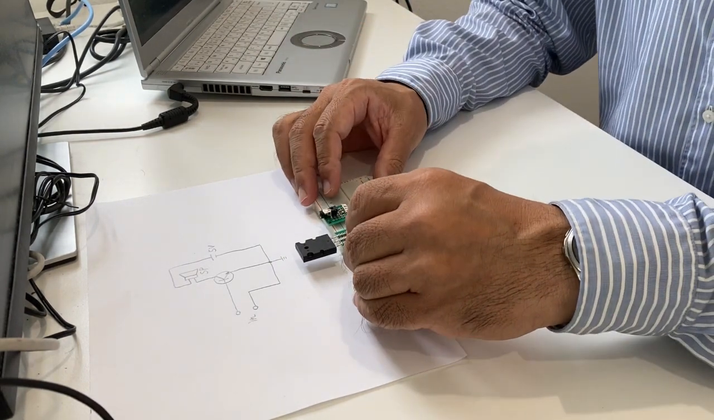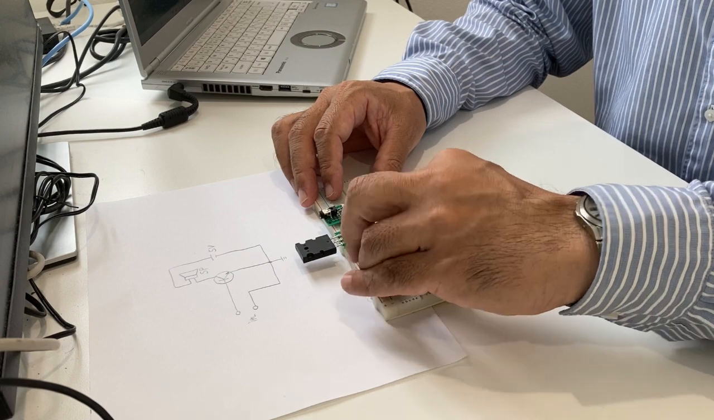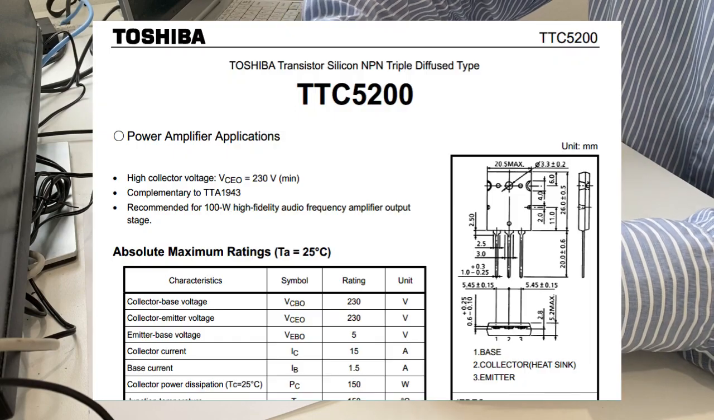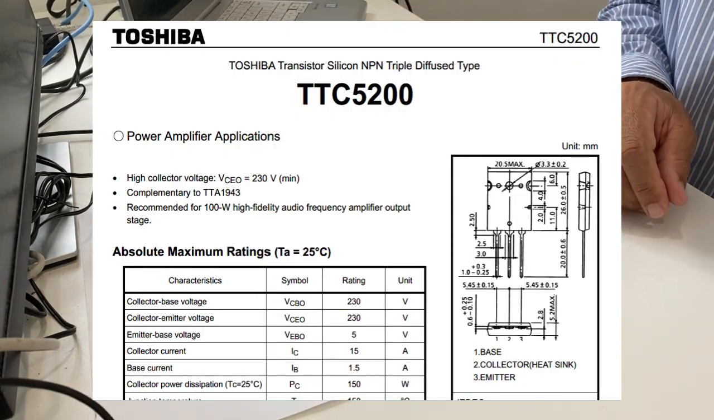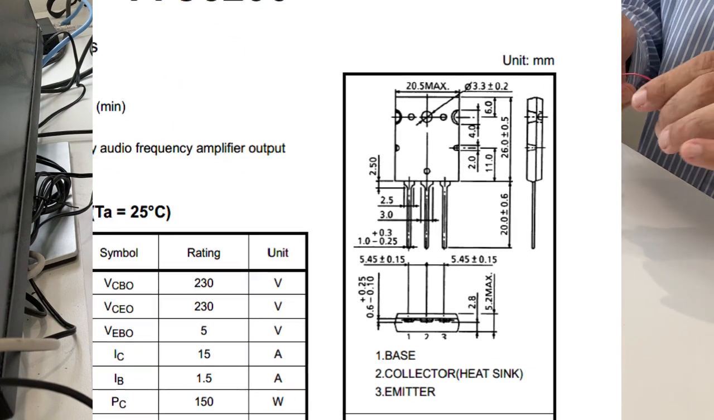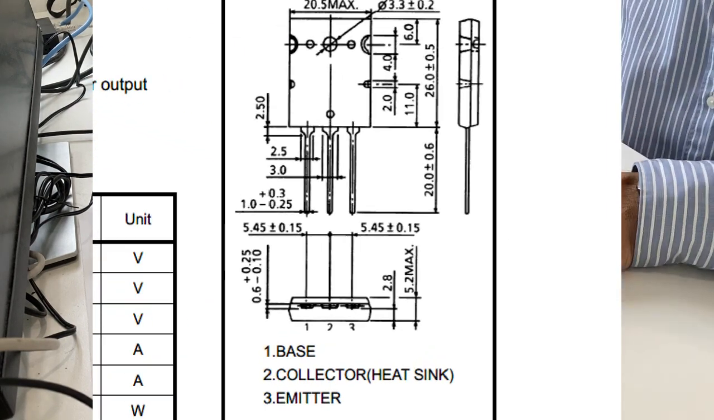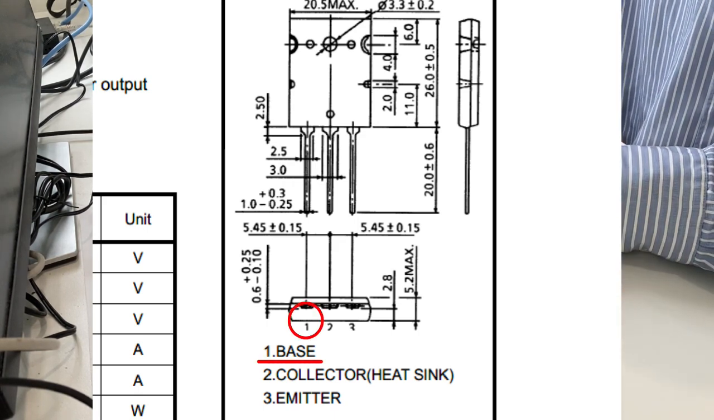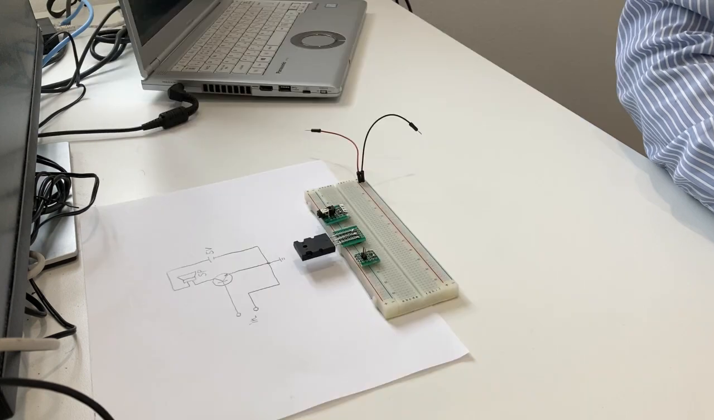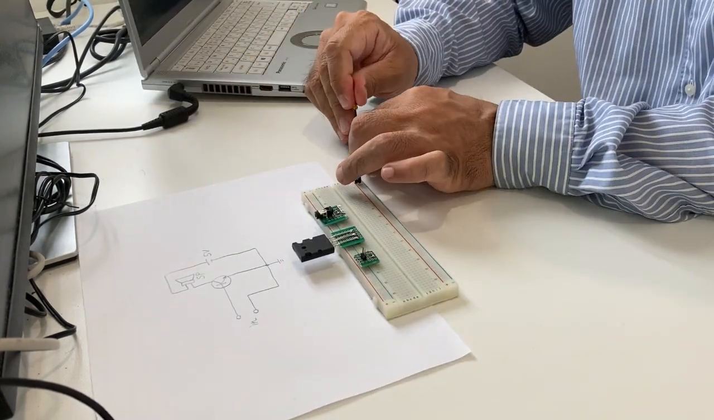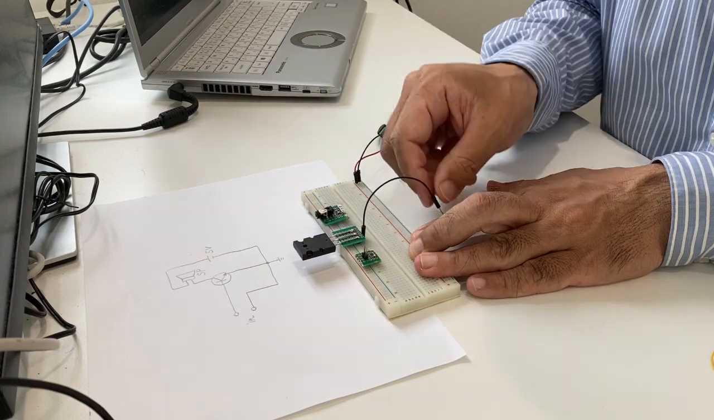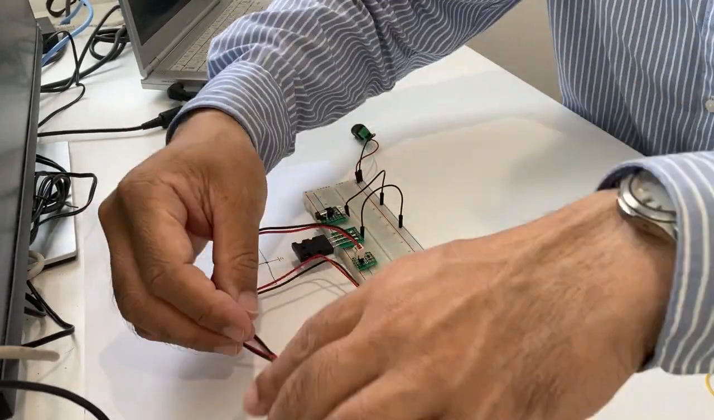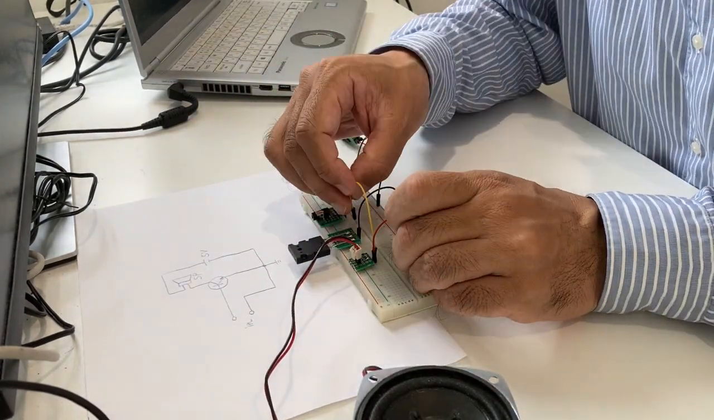The pin assignments of the 3 transistor pins are generally the same for each component package, but check the datasheet to be sure. For TTC5200, with the heatsink placed downwards, from left to right, are base, collector, and emitter. Using jumper wires, I connected components. The speaker is a typical 10-watt speaker with 8 ohms.